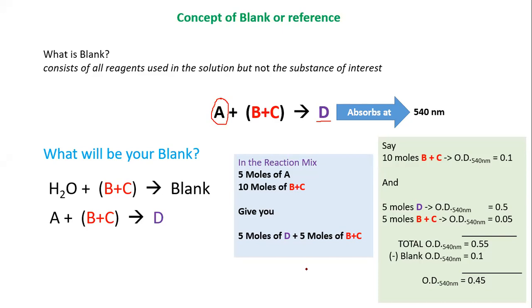But you don't know how many moles of A is going to react with B plus C, because the concentration of A in the sample that you are analyzing will be variable, right? So what if your sample contains 6 moles of A? If you take only 5 moles of B plus C, 1 mole of A will remain unreacted, right? So will it work for you? No, sir.